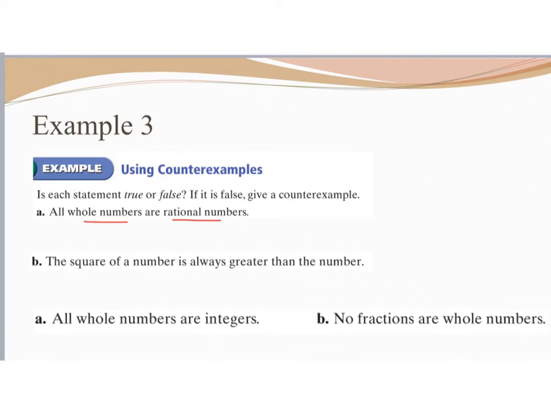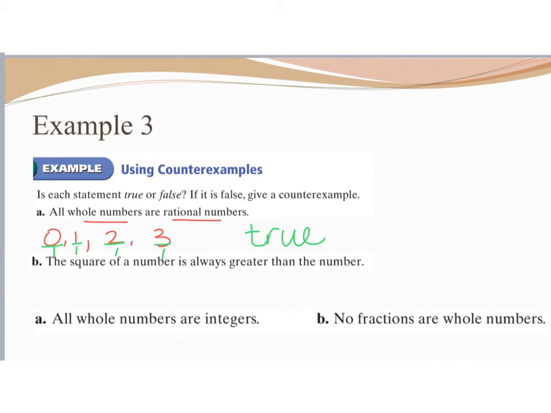So as I sit there and I think, whole numbers start with 1, we have 2, we have 3, and I guess we could even start with 0. And I can turn all of these into a fraction just by putting them over 1. So these right here are definitely considered rational numbers. So here, I would say that this is true.